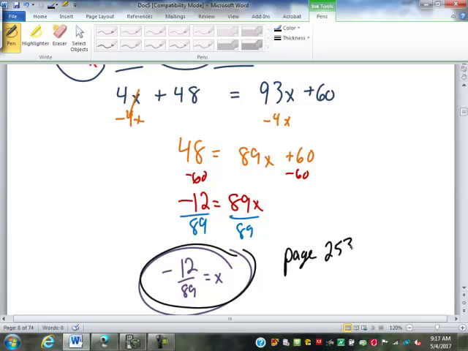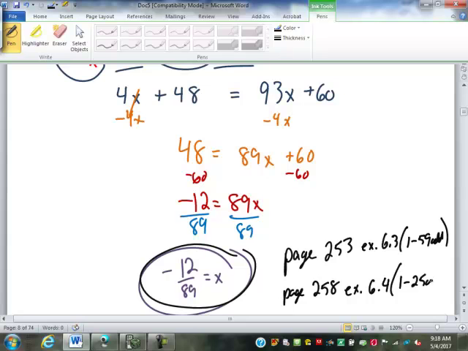I think I gave you page 253 yesterday. Exercise 6.3. I'm throwing it out there again just for fun. And then page 258. Exercise 6.4. 1 through 25 is the odd. Other ones with the fractions and decimals in them.